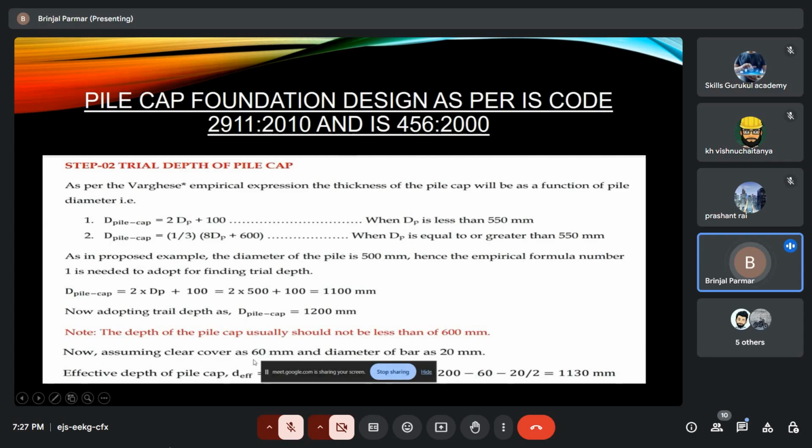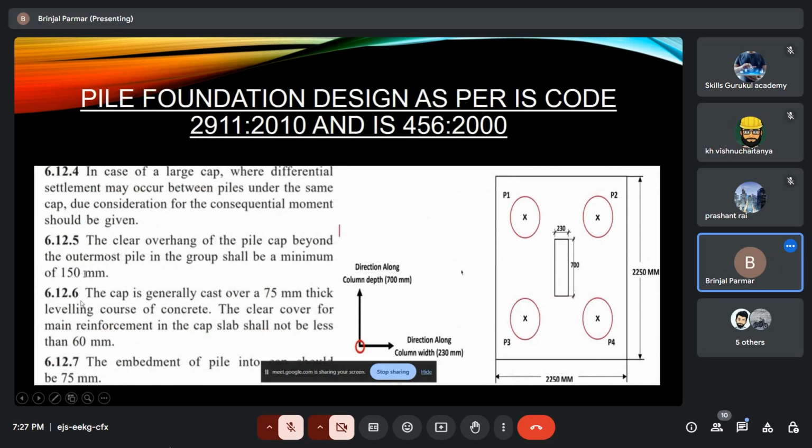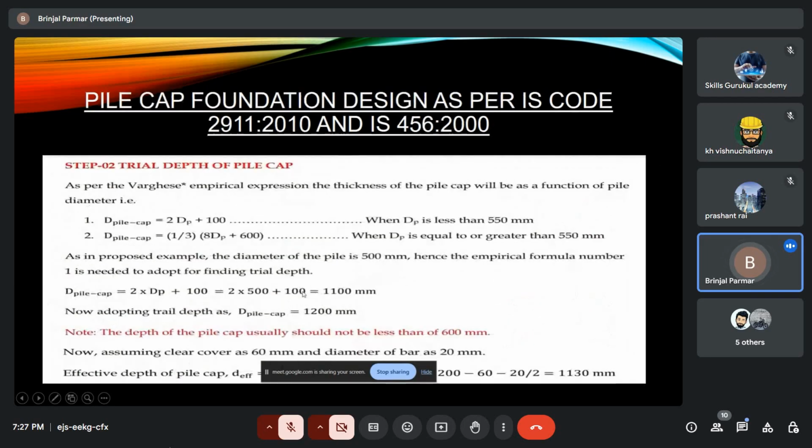Now assuming clear cover is 60 mm. We know for a foundation we use a 50 mm cover, right? But sometimes for this pile cap foundation, as per IS 2911 2010, we use 60 mm cover. There is the clause: the cap is generally cast over a 75 mm thick leveling course of concrete. The clear cover for main reinforcement in the cap shall not be less than 60 mm. So we have considered 60 mm cover.